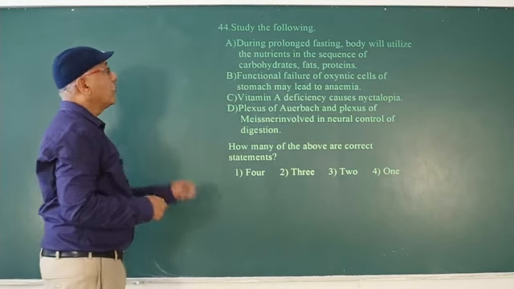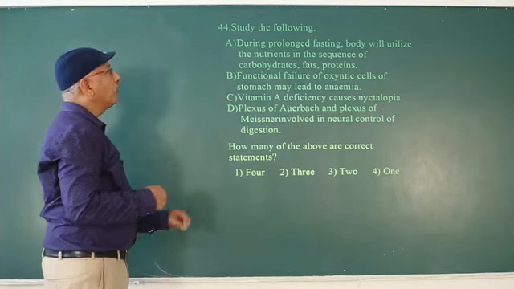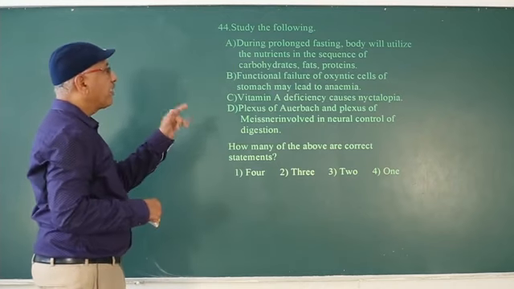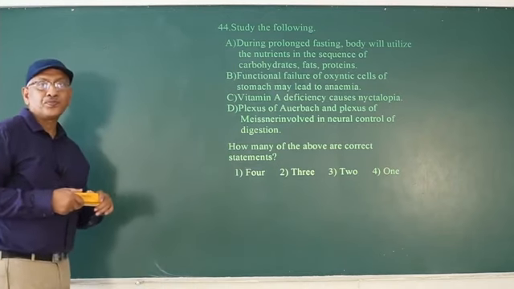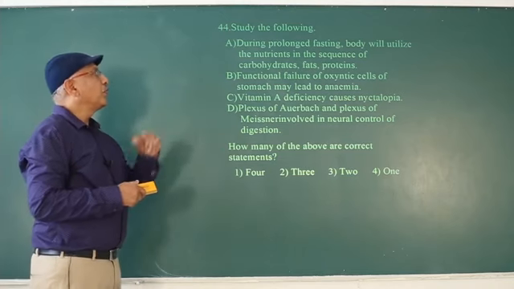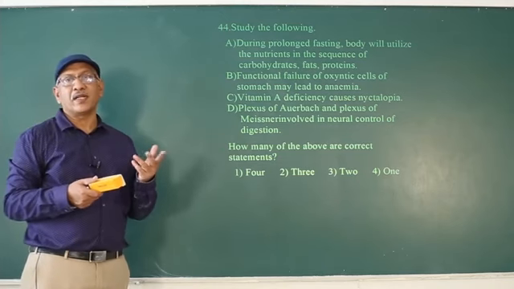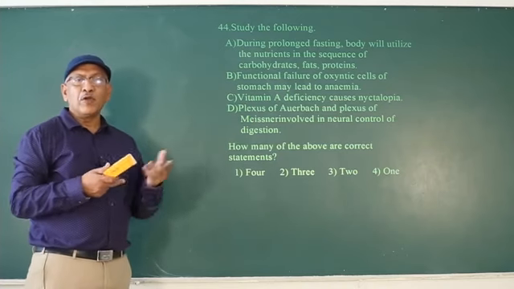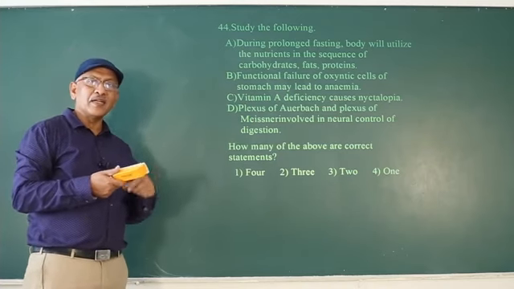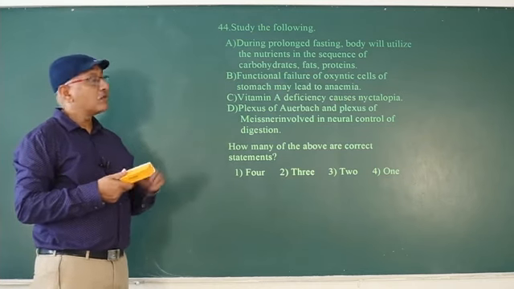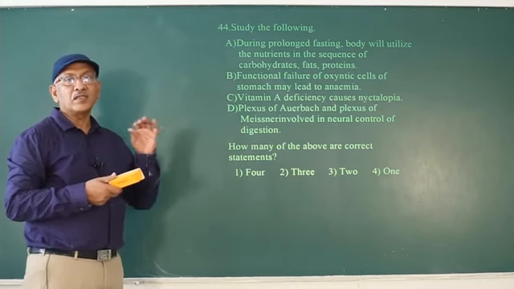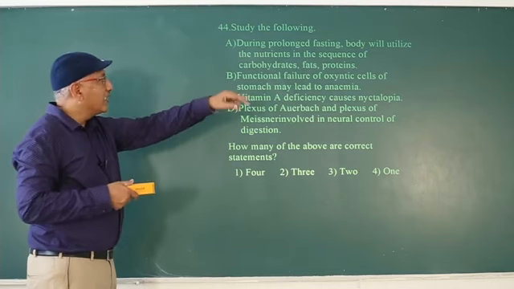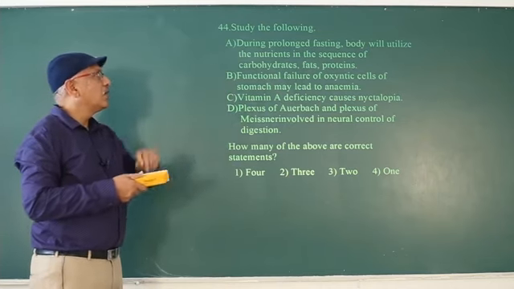Study the following. During prolonged fasting, the body will utilize the nutrients in the sequence: carbohydrate, fats, protein. Correct. In the first few hours it utilizes carbohydrate, later fat. After a few days, the body utilizes protein. Proteins are present in our body in the muscle. So that is dangerous; prolonged fasting is dangerous. So the sequence is carbohydrate, fats and protein.